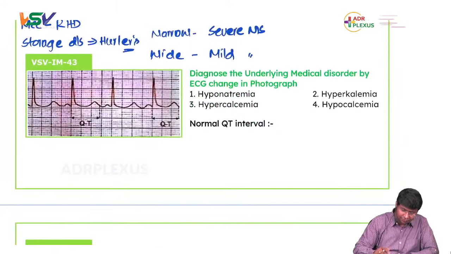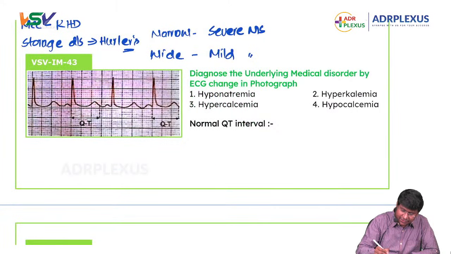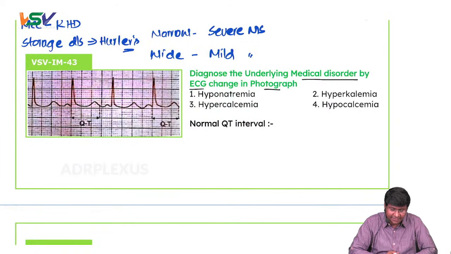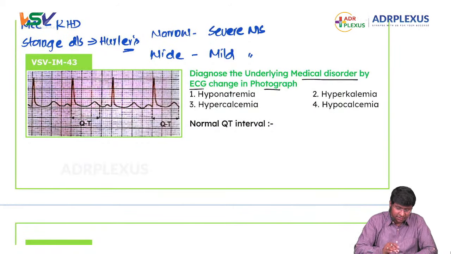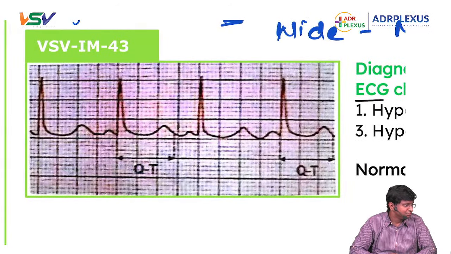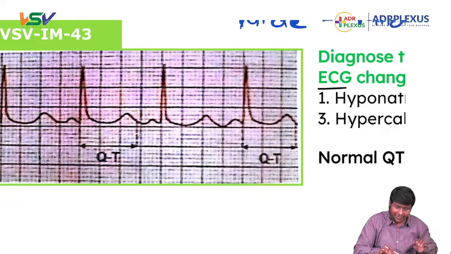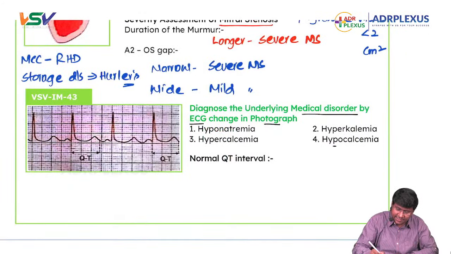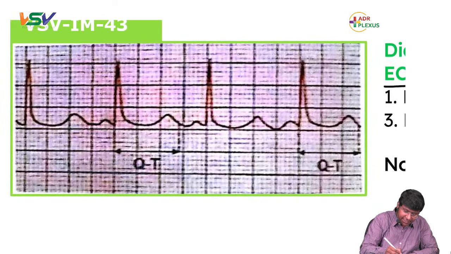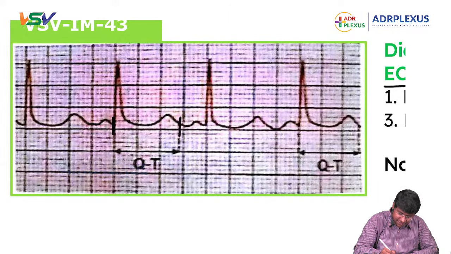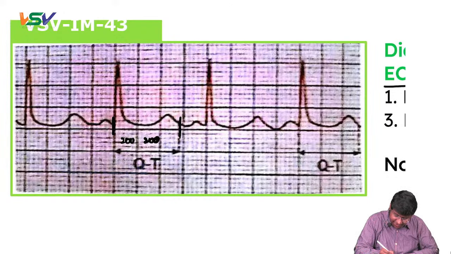Okay, right. Now answer this. Diagnose the underlying medical disorder by the ECG change in the photograph: hyponatremia, hyperkalemia, hypercalcemia, hypocalcemia. I'll just zoom this ECG. Yeah, anyone? Very good. If you take the QT interval here, how much is the QT interval? You just calculate and see. So 200, and how many small boxes is it occupying here? Almost 4 small boxes, so that is 160. So the QT interval is nearly around 560 milliseconds.